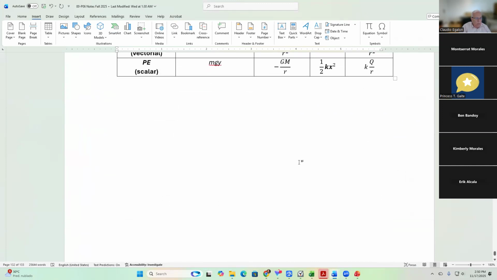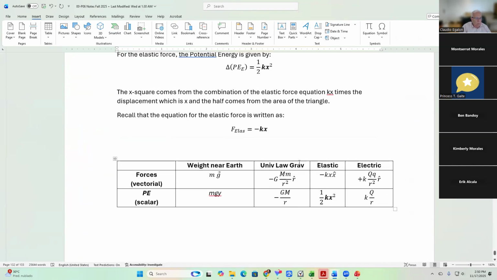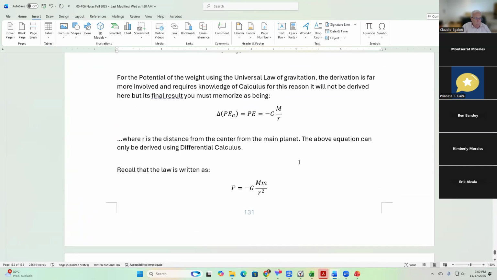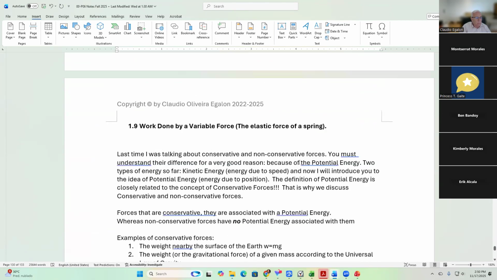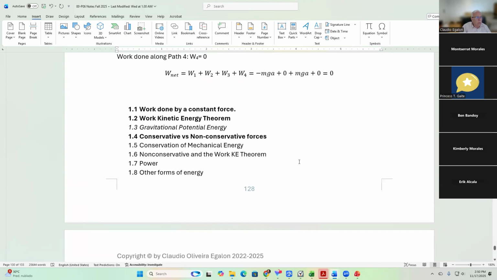Now let's see where we stopped. We're covering potential energy.